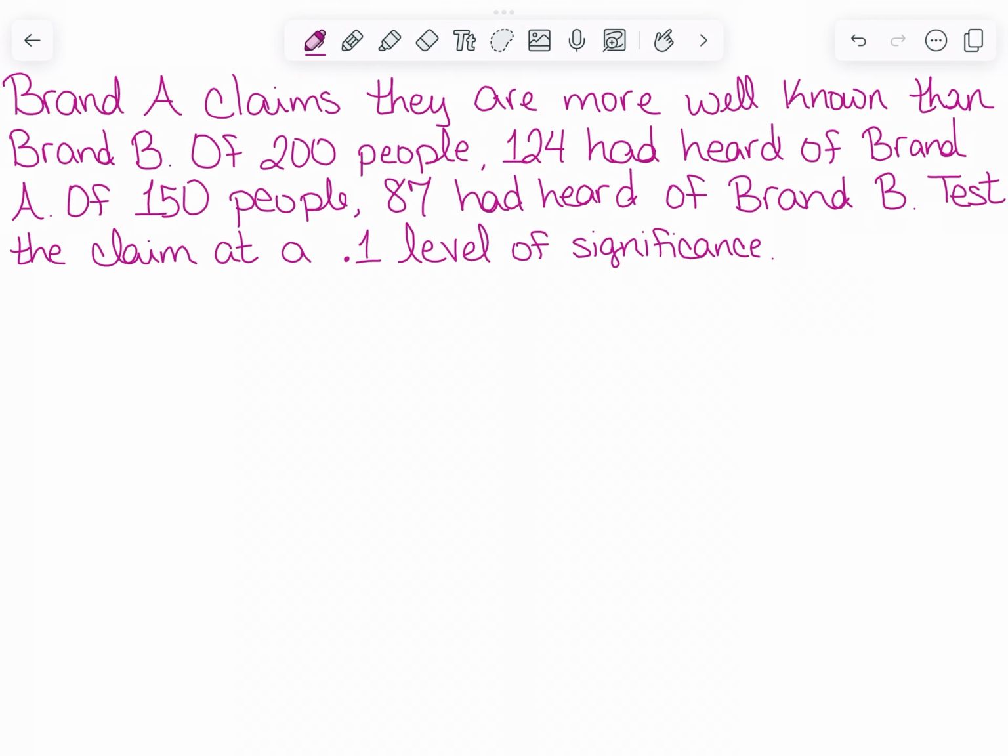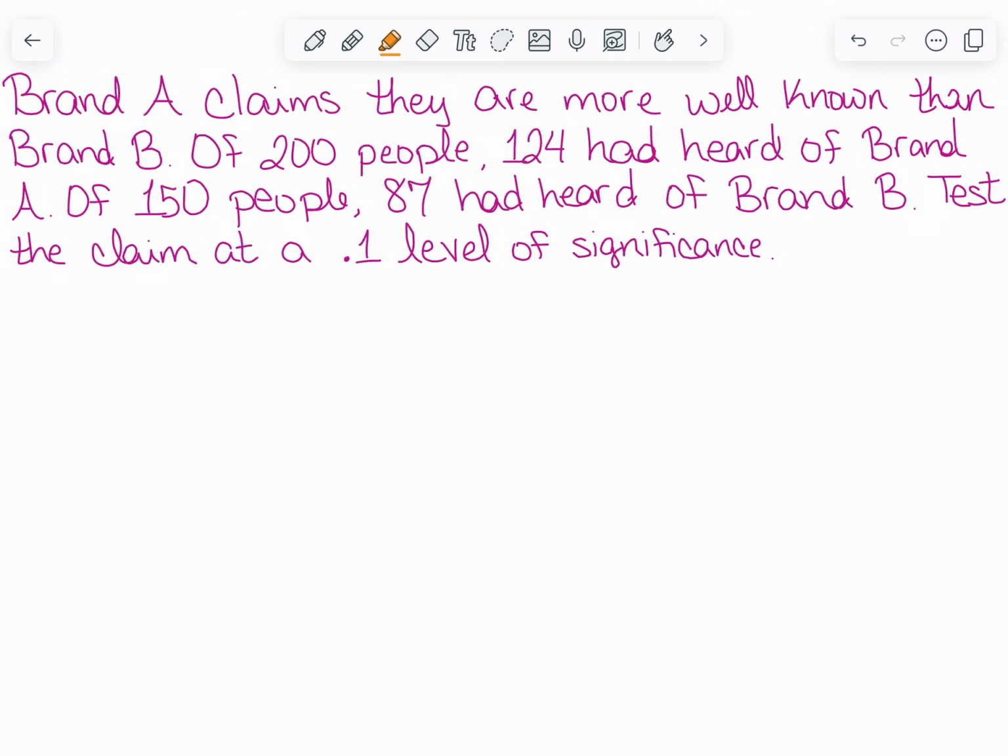Let's suppose we have two products. Brand A claims that they're more well-known in their product than brand B. In a study, we had 200 people, 124 had heard of brand A. Of 150 people surveyed, 87 had heard of brand B. So we want to test this claim at a 0.1 level of significance.